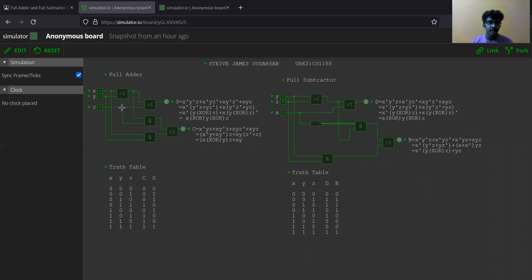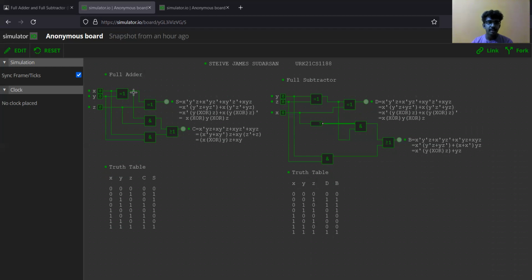With the same procedure, we can go on to the full adder logical circuit here. First we have x XOR y, where we have an XOR gate and the 2 inputs x and y are passing through it. So we get x XOR y, and again we have another XOR gate here whose inputs are z and x XOR y, which gives x XOR y XOR z, so that we get the sum.